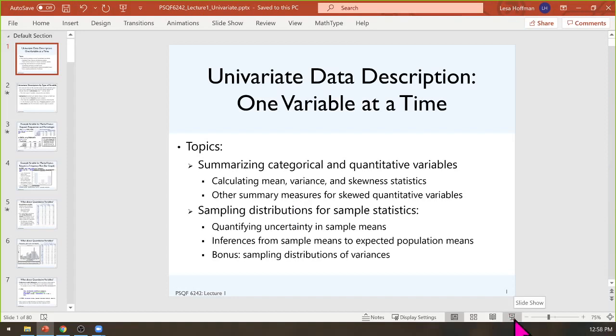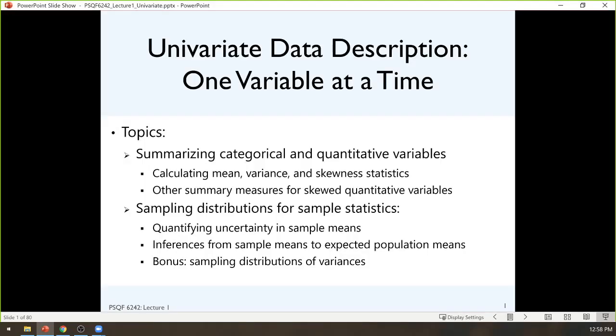Then we have univariate data description, lecture one variable at a time. Those of you who've had any kind of intro stat before, a lot of this is going to sound familiar, so you can sit back and feel relaxed that you know what's going on. And if not, then hey, that's why we're talking about it here.